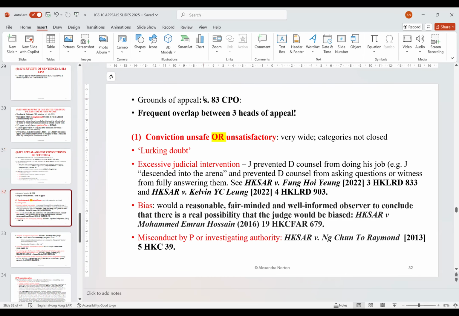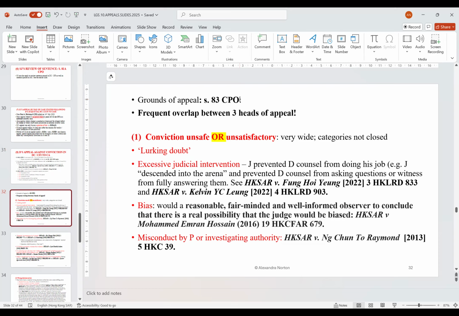The grounds of appeal are set out in Section 83 of the CPO, but they're not fixed in any way. And there's a lot of overlap between these 3 different heads of appeal. So you can see a lot of confusion in the cases. Sometimes what has been held to be one ground of appeal in one case, in another case has been held to be a different ground of appeal. So the first ground of appeal is that the conviction is unsafe or unsatisfactory.